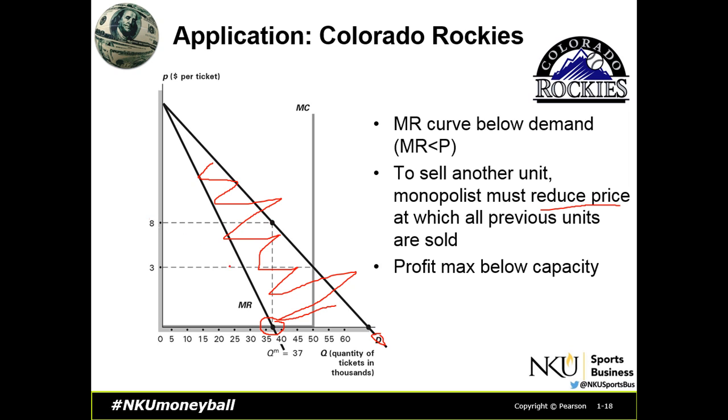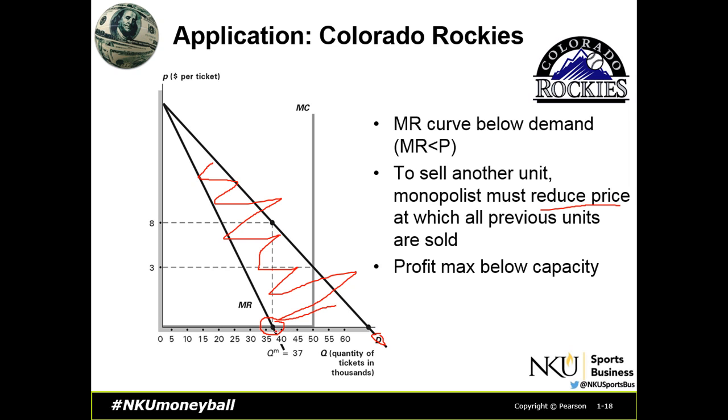And if we take $8 times 37,000, what do we get? We get like $296,000 in revenue, right? If I went all the way to capacity, trying to get to 50,000, I'd have to go all the way down to $3. Well, 50,000 times 3 is only $150,000. That's a lot less, almost half the $296,000 I can get by charging $8 for that 37,000. So I'm not going to go beyond this point.